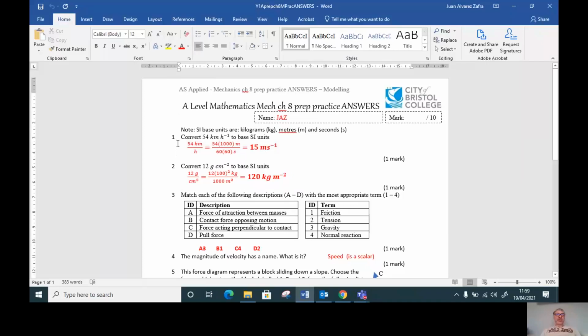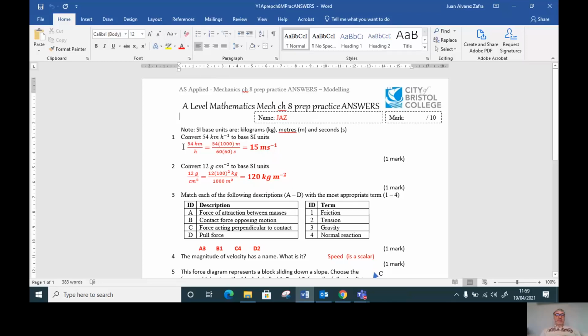So question 1 asks us to convert 54 kilometers per hour into international standard units, or the international system of units, called SI units. So the units that are relevant to us here are that we need to convert kilometers into meters, and we need to convert hours into seconds.